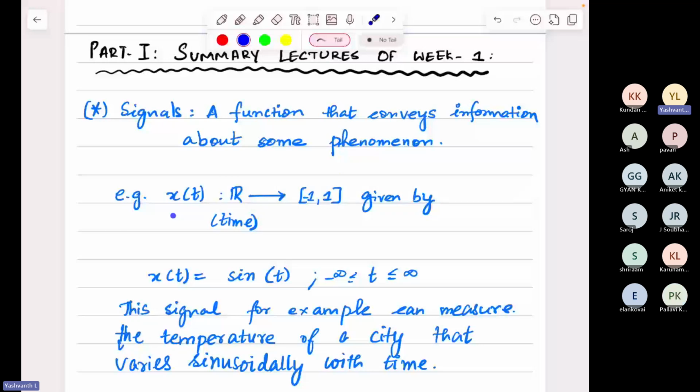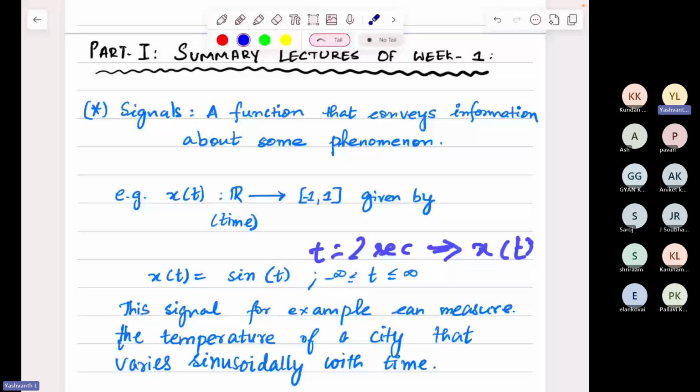In general, the input is a time domain axis. Let's say x of t is equal to sine t, where t ranges from -infinity to infinity. Essentially what I'm saying is, at time t equal to 2 seconds, what is the signal output? x of 2, that is sine 2. So essentially the variable is time.